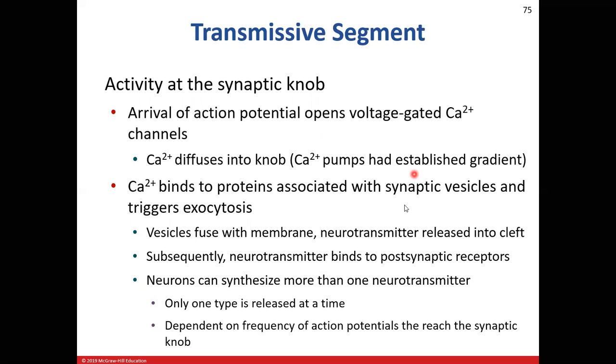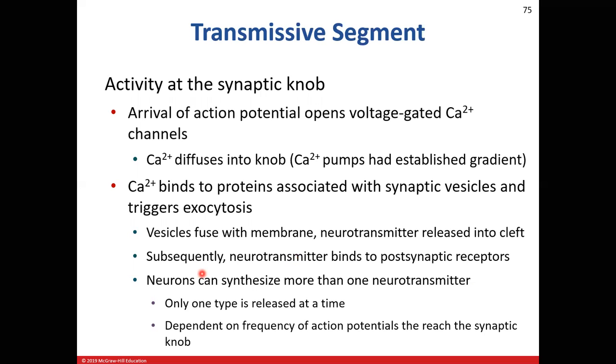Now remember, this neurotransmitter can be excitatory or inhibitory. In muscle cells, it's excitatory. So we may release a neurotransmitter that causes some sort of response on the postsynaptic neuron that generates a new signal, or it can actually inhibit the production of a signal. So subsequently, the neurotransmitter then binds to the postsynaptic receptors on those ligand-gated channels.